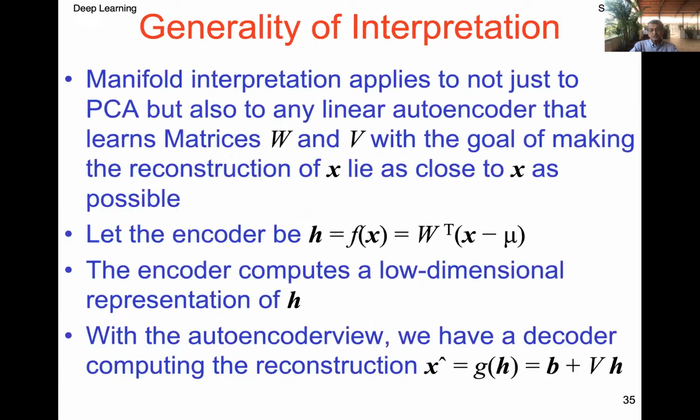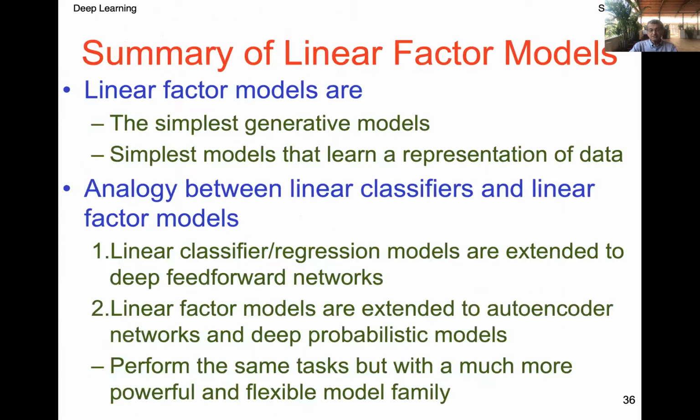So this is a manifold, and the manifold interpretation applies not just to PCA, but to any linear autoencoder that learns matrices W and V. And this analysis of figuring it out, which all it involves is the matrices W and V, would involve equations like this and some optimization.